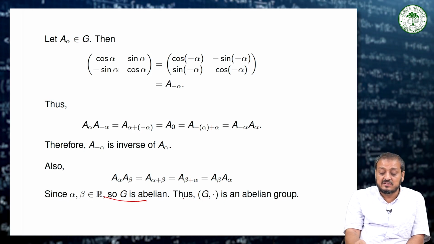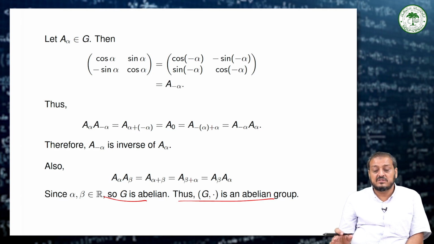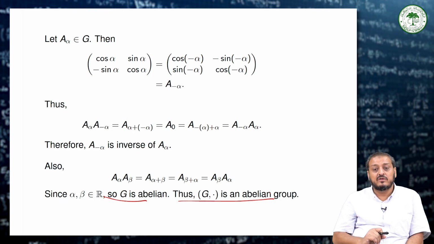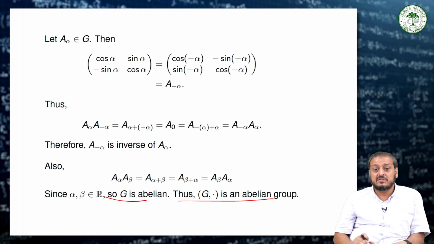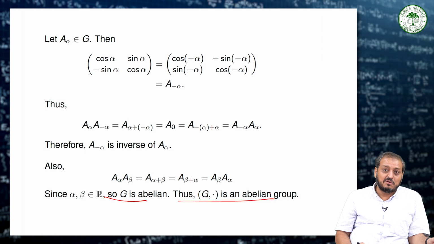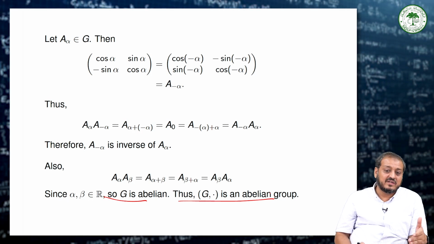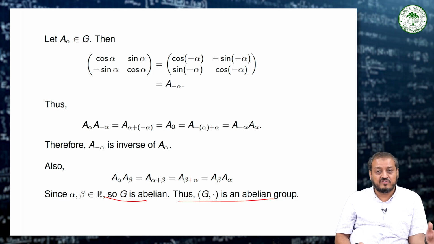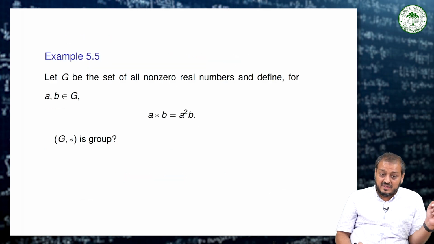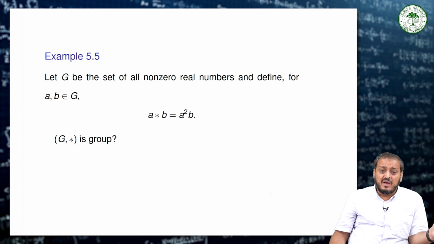So this group under multiplication is clearly an abelian group. Now think, this is a very special case of SL2R. SL2R is not an abelian group, but there is a special case. We find that this forms an abelian group if we take a matrix of a special type.